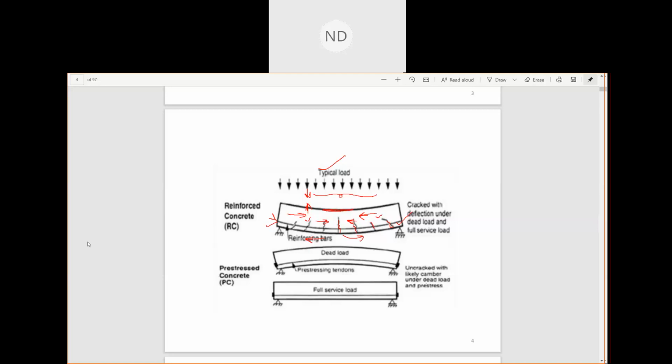Basically, the main concept is that concrete, we know, is good in compression but very weak in tension. After external loading, a tension zone will occur in the bottom part of the concrete, so it will try to elongate and then it will crack. So we add some steel bars at the bottom section so that they can resist most of the tension and save the concrete from cracking. This was our traditional RCC structure.